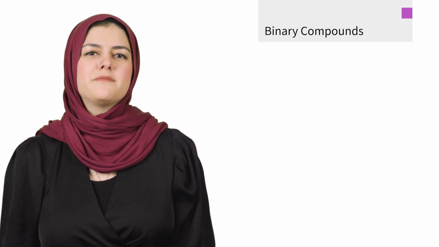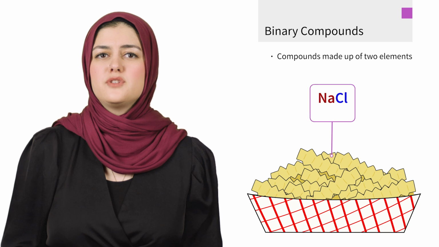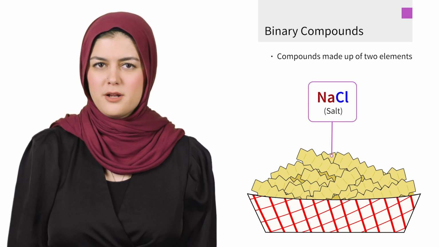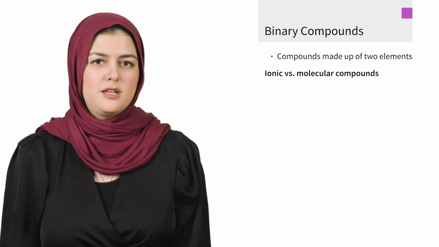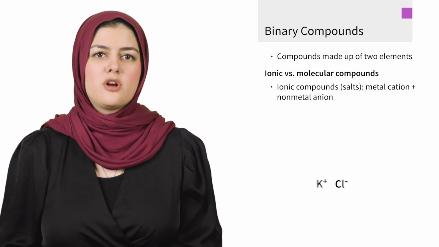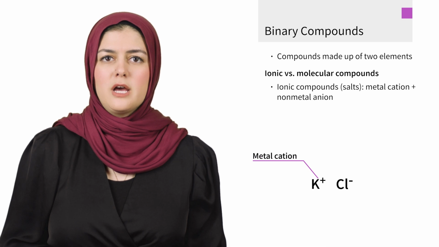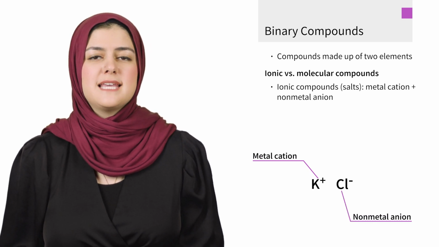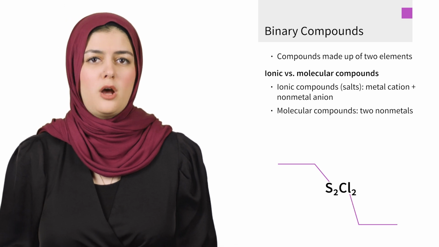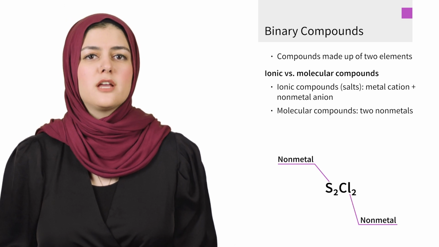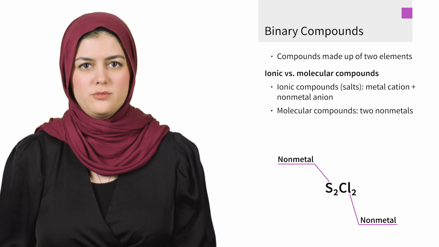Phew. As all these ions with different names imply, chemical nomenclature isn't a trivial issue. But at least the names of binary compounds, compounds made up of two elements, follow a regular pattern. We first need to determine whether the compound is ionic or molecular. Ionic compounds are also called salts and contain a metal cation and a non-metal anion such as KCl. In contrast, binary molecular compounds contain two nonmetals, such as disulfur dichloride, S2Cl2.